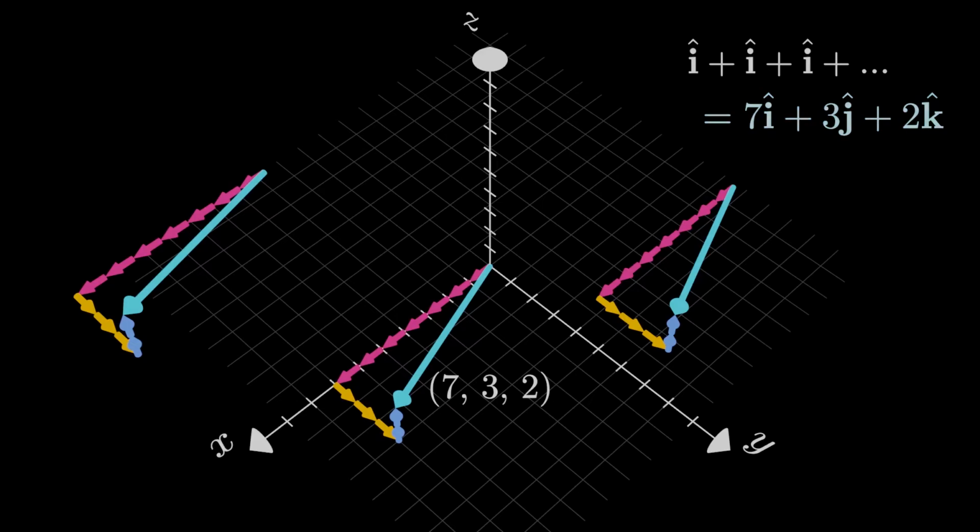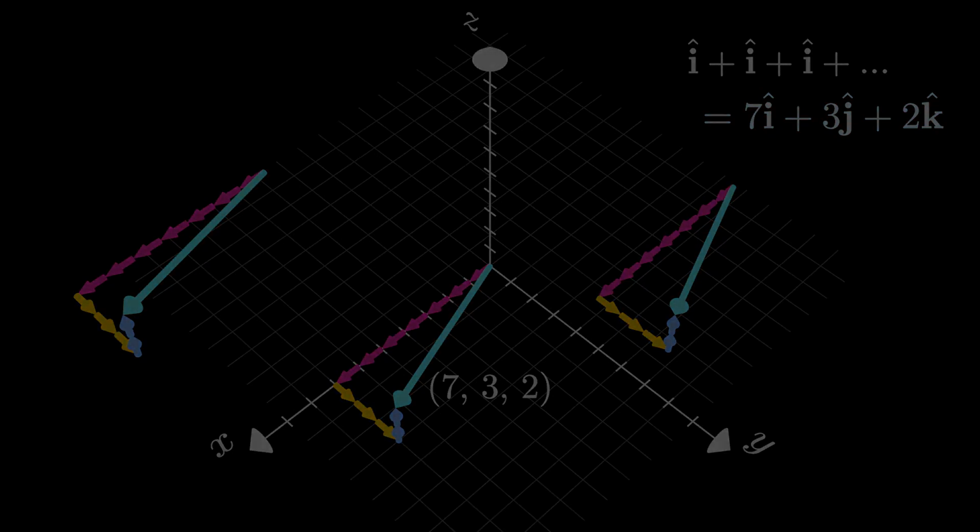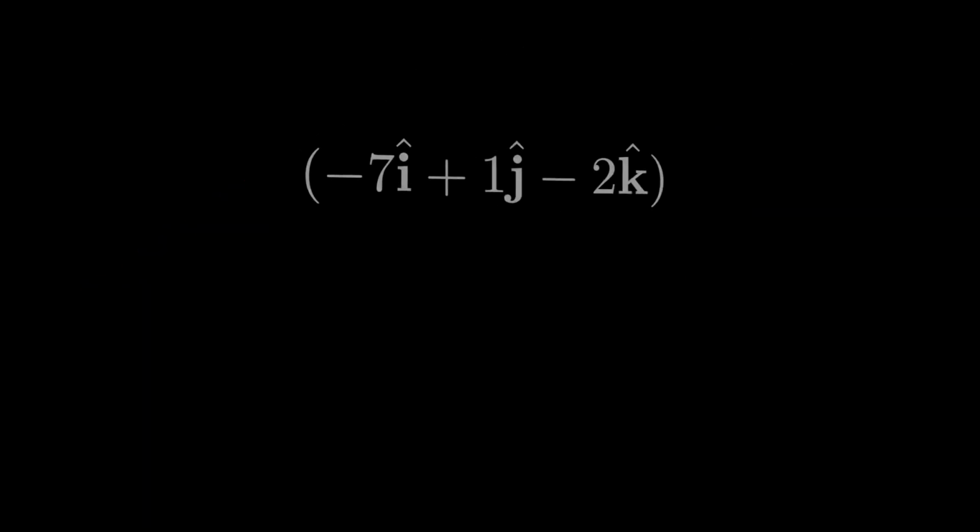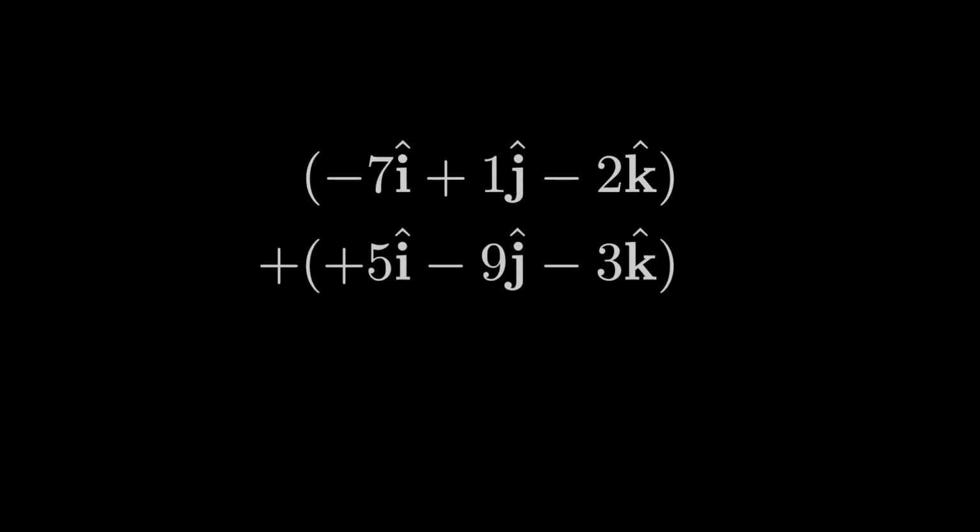So now that we can represent any vector as something I hat plus something j hat plus something k hat, how do we go about working with vectors numerically? If you want to add these two vectors, for instance, you can just add their components separately, and you end up with the resultant vector. Here, let's try it out. If you take -7 and add it to +5, you're left with the I hat component of the resultant vector, which is -2.